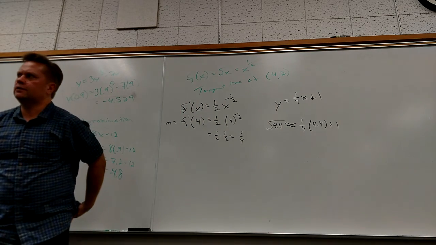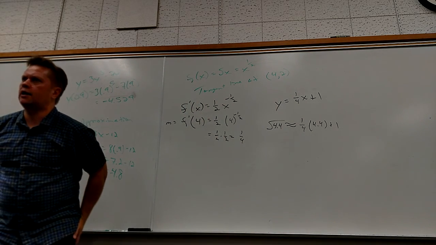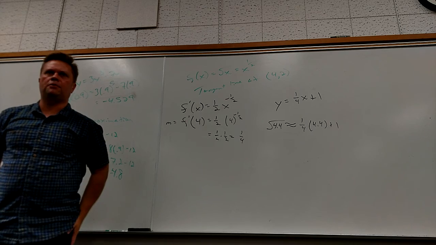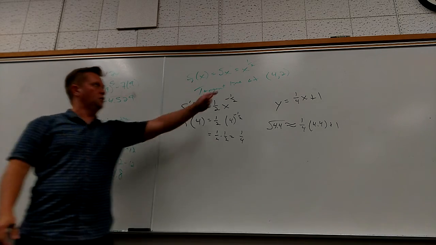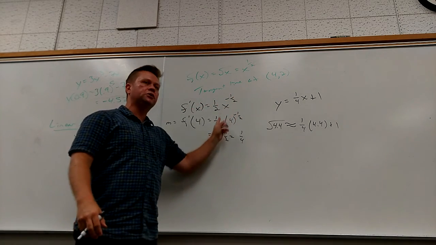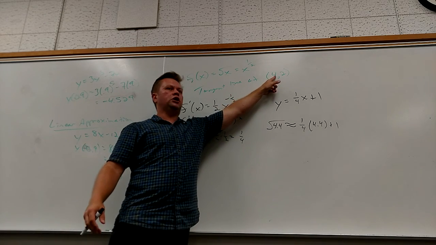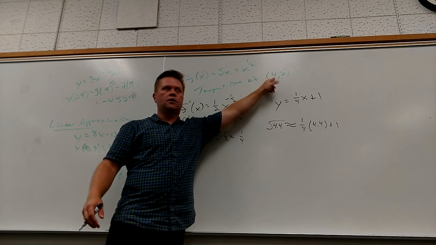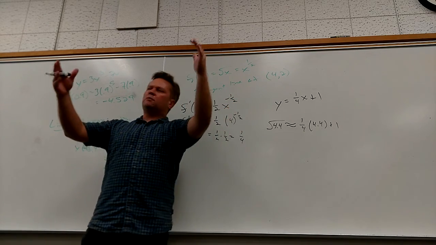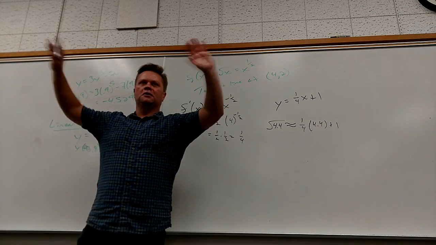Really, does everybody see that? Because what does that tangent line do? It mimics the outputs decently well, close to, in this case, 4. Whatever I build it around, it will be a good approximation close by. What does close mean? It depends how far off you can be. Yes?